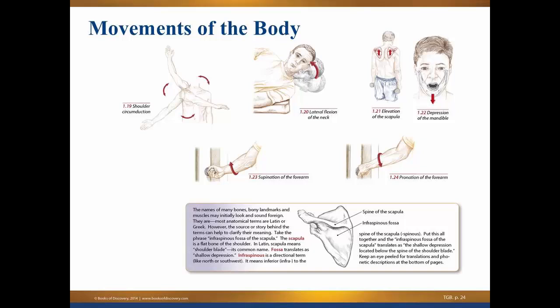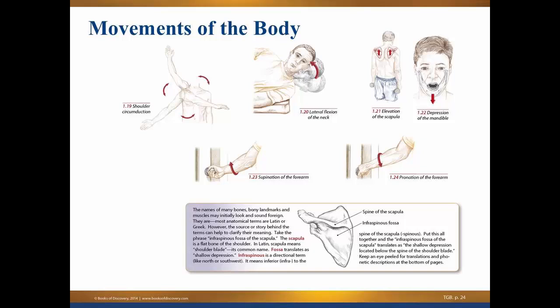Image 1.20 is lateral flexion of the neck. This image is laying down, but basically lateral flexion is bringing the ear to the shoulder. This applies whether we're standing or laying down. We see elevation of the scapula. The scapula is the official name of the shoulder blades, and elevation, just like an elevator, brings it up. Depression, just like the feeling, moves things down. In this example is depression of the mandible.